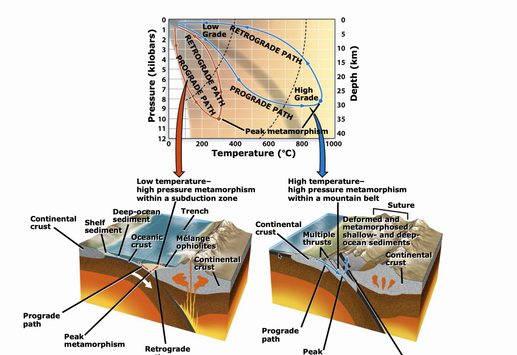So, and then just check these figures again, go through them, and please download the PowerPoints which I have uploaded to the internet, so that you have the full text from below. These are the different ways how different PT paths can be related to different geotectonic settings. Here we have low temperature, high pressure metamorphism within the subduction zone. And here we have high temperature, high pressure metamorphism within a mountain belt, yeah?